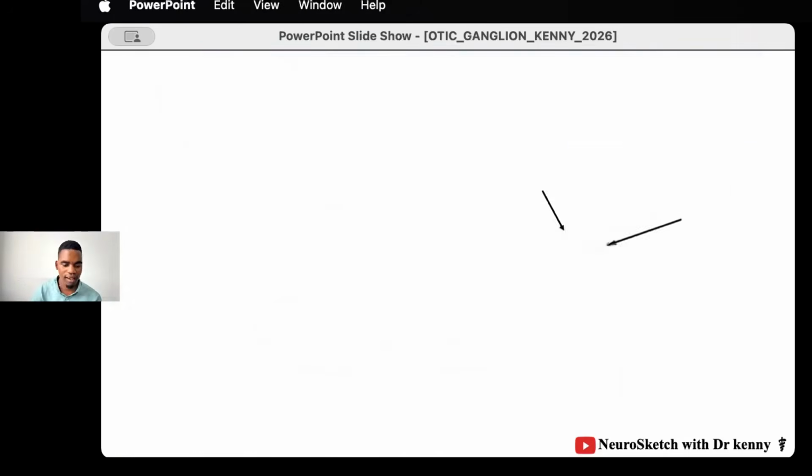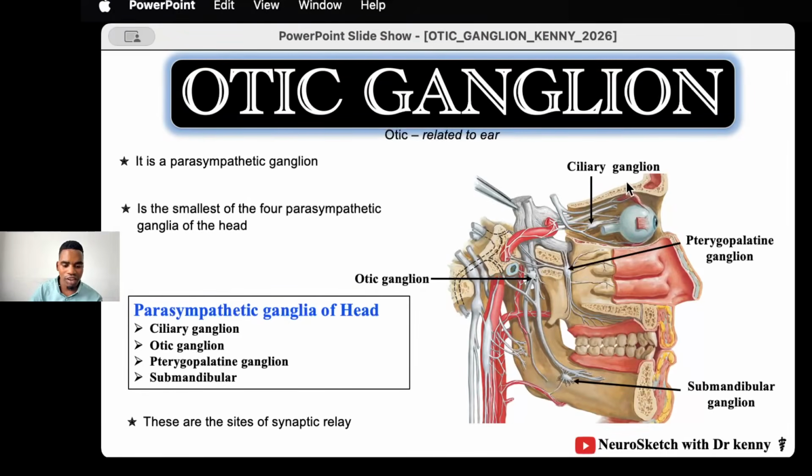Let me show you, for example. We've said we have the ciliary ganglion. The ciliary ganglion is being suspended by V1, by branches of V1. So the ciliary ganglion, this is V1, being suspended by the branches of V1.